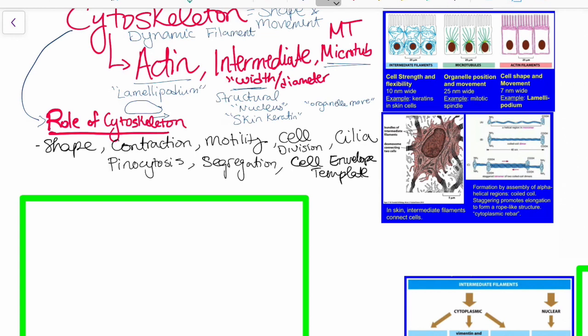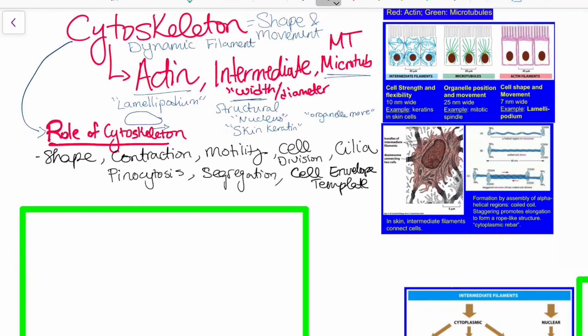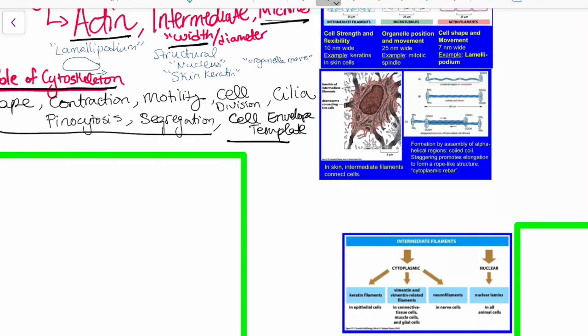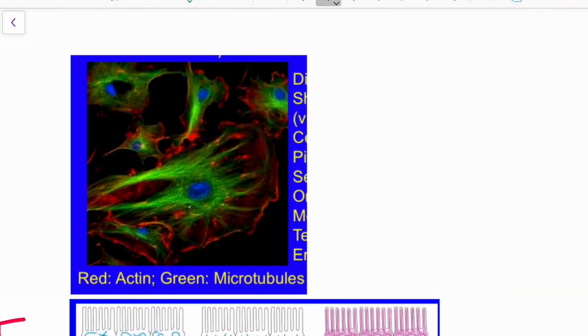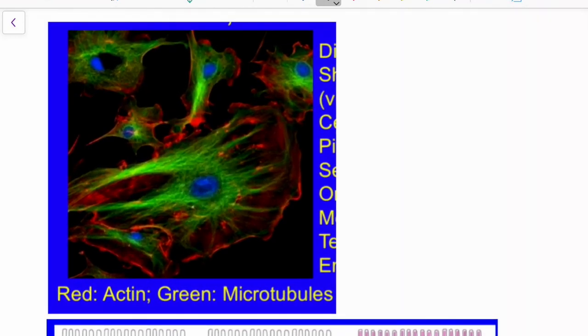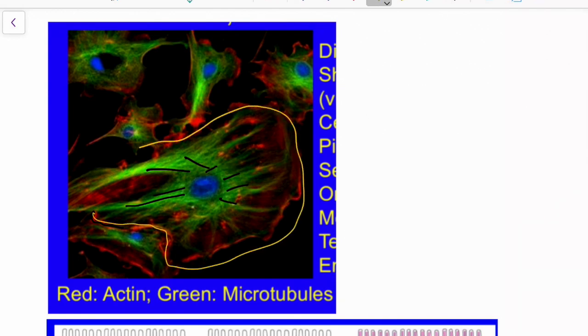So that is just overall what is cytoskeleton, what are the three types of cytoskeleton, what they do, and what is the overall role of the cytoskeleton. So now let's go one by one into each one. Here, as you can see, just a quick example, we have the microtubules that are in green, and then we have the red actin, which is surrounding all of the cell basically, and that gives it the structure.